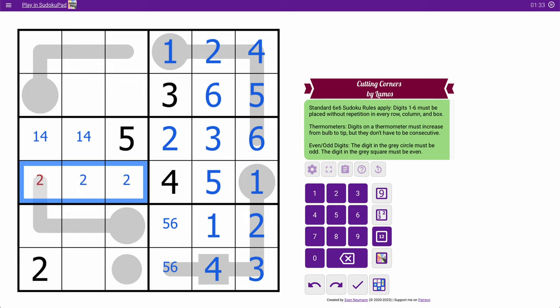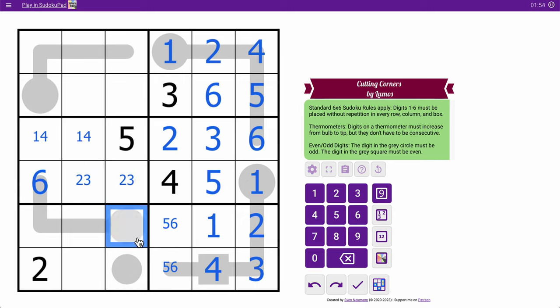Let's try this again. 2, 3, and 6. If that's a 3, then 2, 1, and that's undefined. This cell can't be 2 for the same reason, so that must be 6. Let's see, if this is 3, then that's 4, and that's 5, which is still possible.